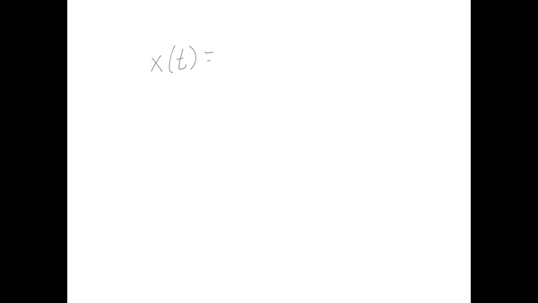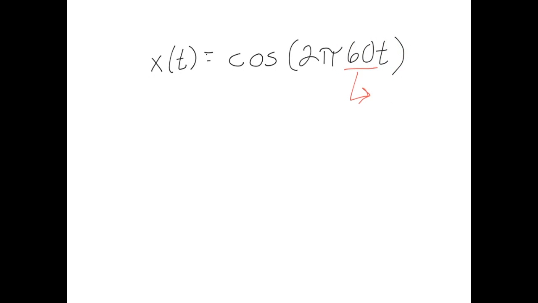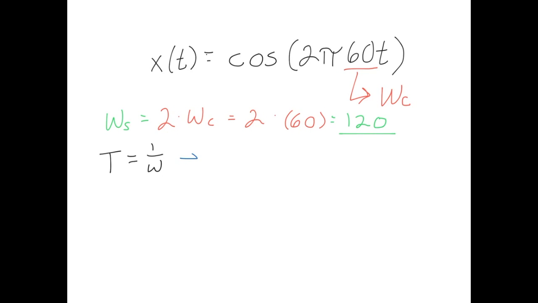Let's say we have a 60 Hz cosine wave, so our x of t is cosine of 2 pi 60t. Luckily, this signal only has one frequency, therefore it is the maximum frequency, and we call it omega sub c. So our Nyquist rate is just twice this maximum frequency, or 120 samples per second, and our sampling interval is the inverse of this Nyquist rate, or about 8.33 milliseconds.